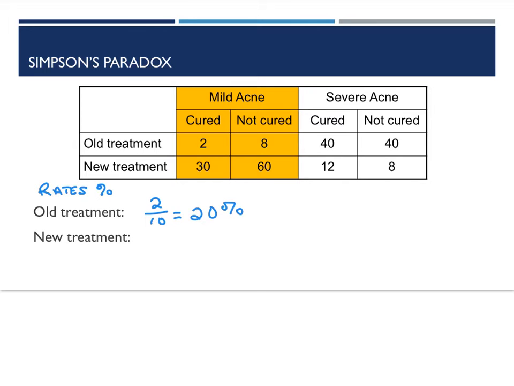So how many people were cured with the new treatment? Well, 30 people were cured, but 30 people out of how many? 30 cured, 60 not. That makes a total of 90 people who received the new treatment. So 30 divided by 90 is a third, which is 33.3%. If I had to go for the people who just had mild acne, it certainly appears that the new treatment worked better.